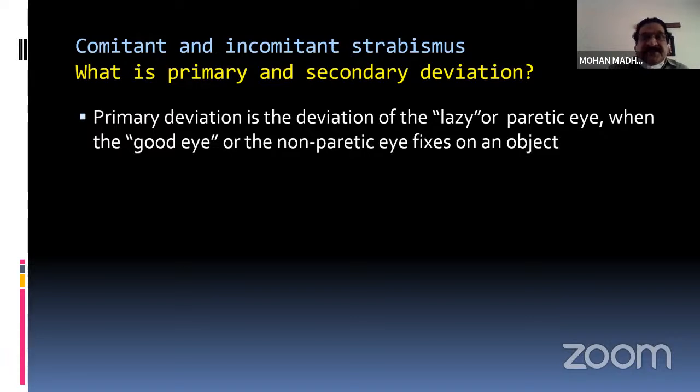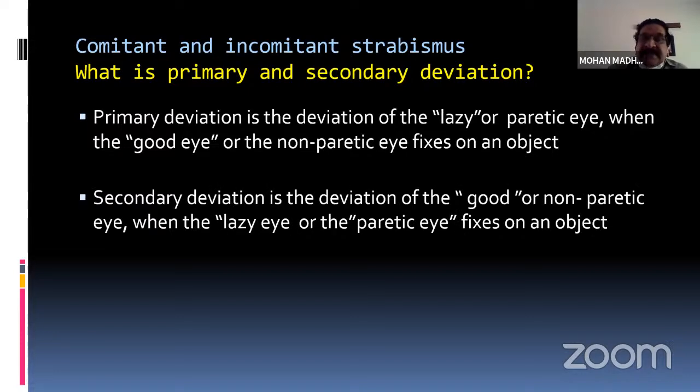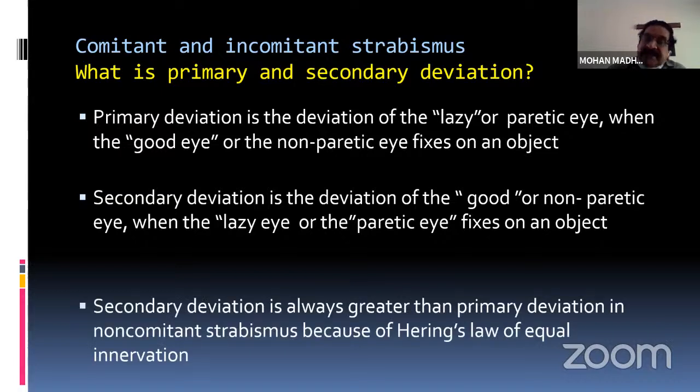What is primary deviation? Primary deviation is the deviation of the lazy eye or paretic eye when the good eye, or the normal eye, fixates on the object. Secondary deviation is the deviation of the good eye or non-paretic eye when the lazy eye is forced to fixate on the object. The secondary deviation is always greater than the primary deviation in incomitant or paralytic strabismus because of Hering's law of equalization.